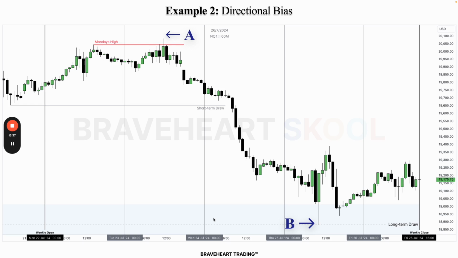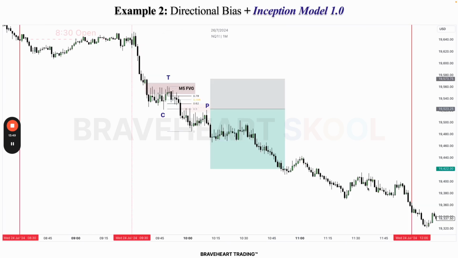So here's example 2. I include a bearish scenario here. We have the move from A to B. We have the short-term draw and the long-term draw. Low-hanging fruit, objective. And we have the 8:30 opening, 9:30 opening with a displacement lower. Price then trades into a 5-minute fair value gap. Then we have the trigger, confirmation, participation, and we're only going to be looking for a 2R trade.